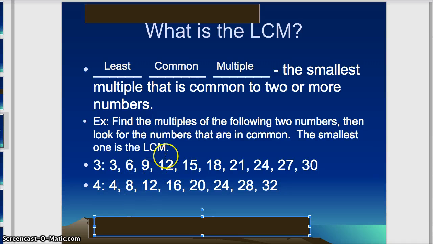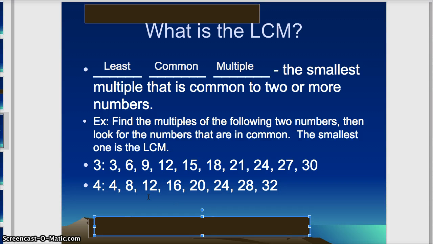Hey, that one's in common. So 12 is in common with 12. Let's keep looking if there's any more. I don't see. Oh, here's another one, 24 and 24. So that's a number that's in common, but what we really care about is the least common multiple. And that would be the first one I came to, which is 12. So the least common multiple between 3 and 4 is the number 12.